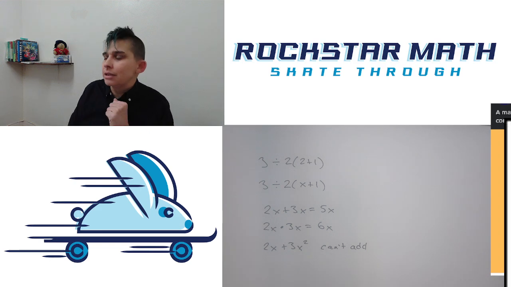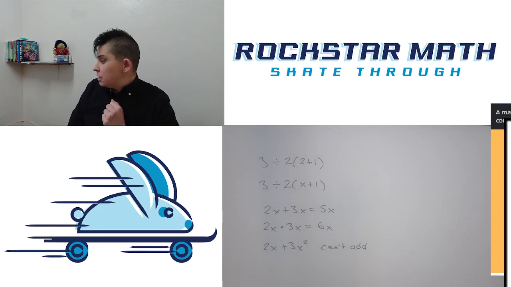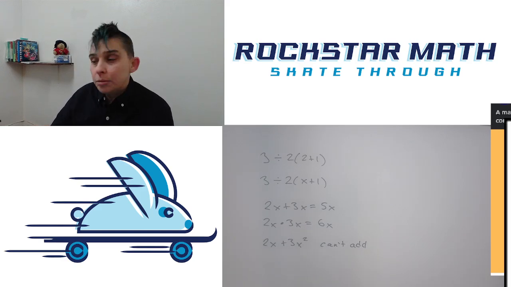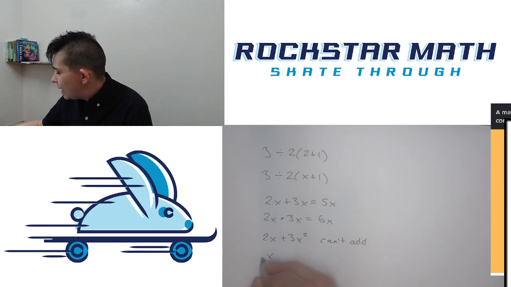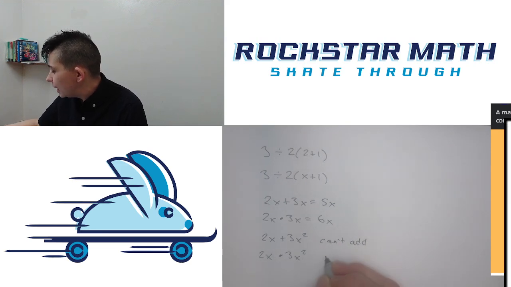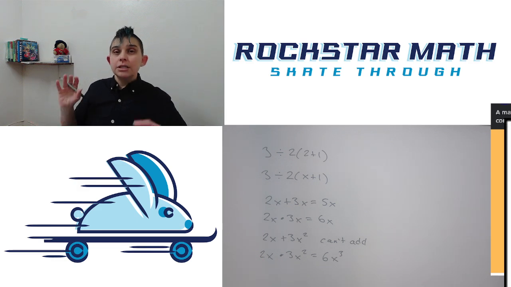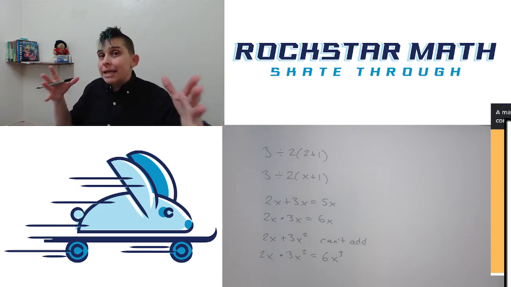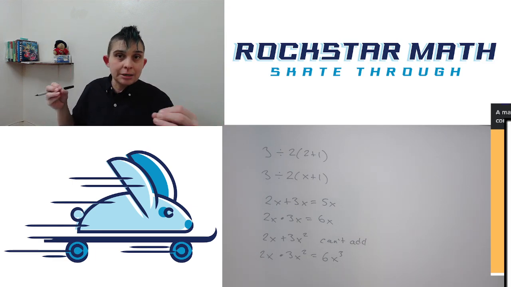So that's the stuff you'll be learning. When can I actually do these operations and when can't I? So in this case, this is not going to become like 5x cubed or anything like that. However, 2x times 3x squared, you can multiply. You would get 6x cubed. Don't expect you to know all that, but that's what you're going to be learning, is when can I add, subtract, multiply, and divide.